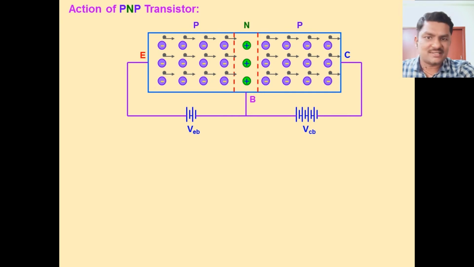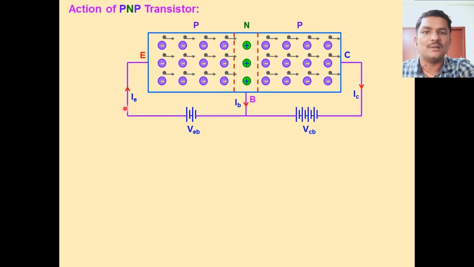Whether it is an NPN transistor or a PNP transistor, the emitter-base junction is in forward bias condition and the collector-base junction is in reverse bias condition. Here the emitter is P-type semiconductor, so that's why we have to connect these two negative terminals. Look at this.